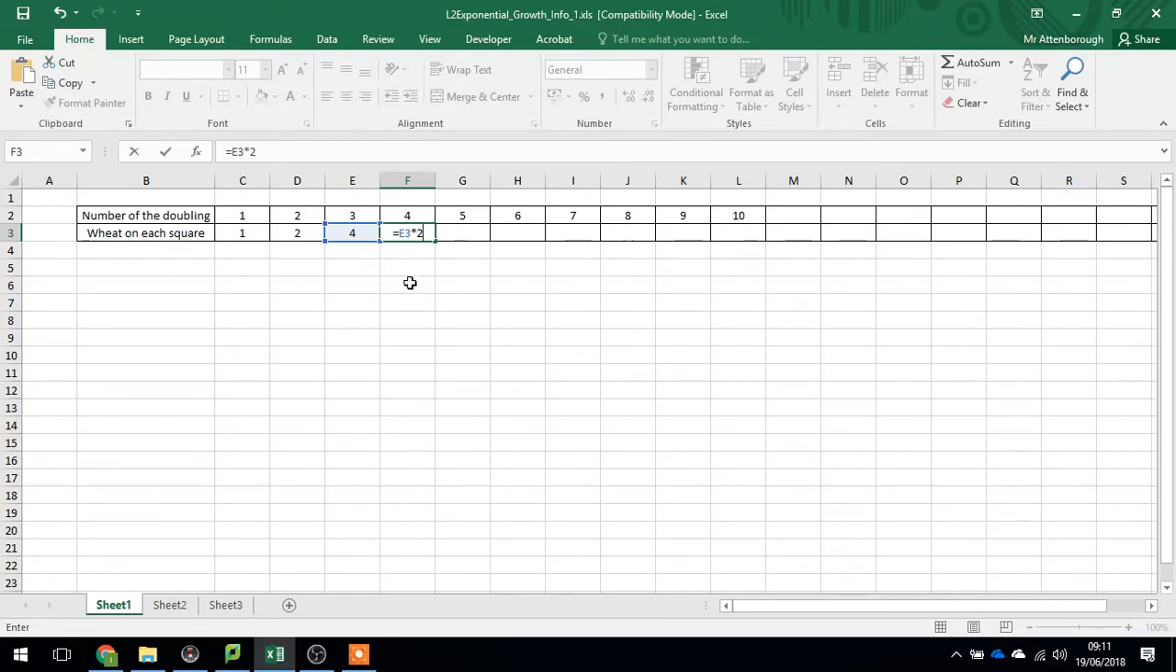So the next one, obviously after this one, will be F3 times 2. So let's try it. Equals, we click on the box, F3 times 2. You could manually type those. So it's equals G3 times 2, and so on and so on. We could write that all the way up until we get to 10, but I'm just going to stop at 6 for now. So this is how you draw your graph.